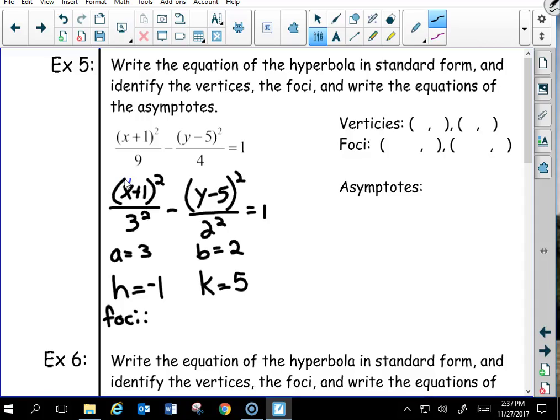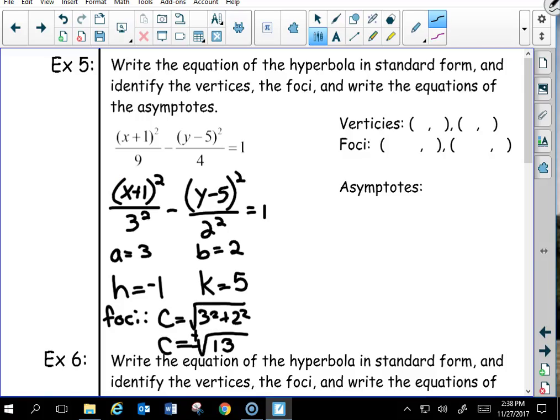Okay, might as well calculate the foci. c is equal to the square root of 3² plus 2², a² plus b². So c equals the square root of 9 plus 4, which is the square root of 13, plus or minus. Okay, now I've got all the pieces.